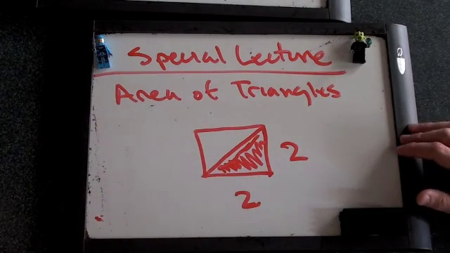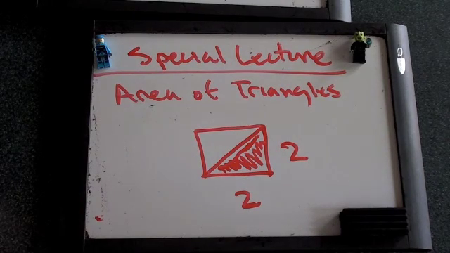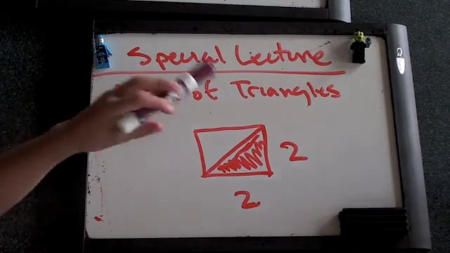So what do you think the area of this triangle is going to be? It could be 4. But it doesn't look like it's going to be 4. Why don't you think it'll be 4?